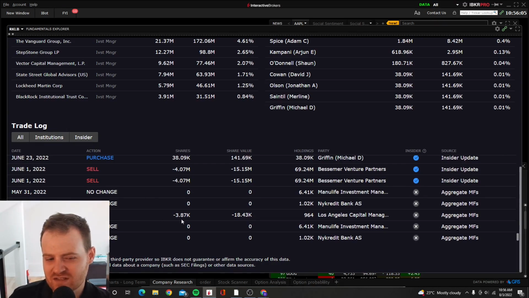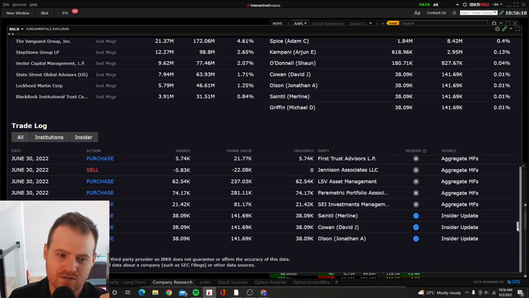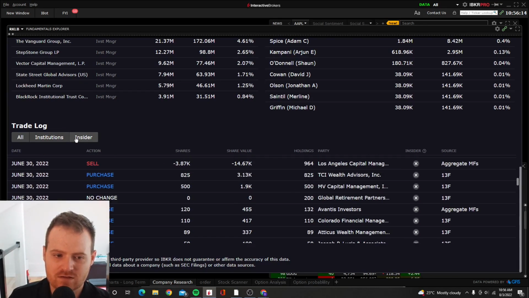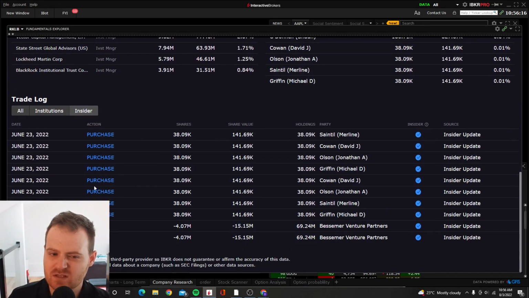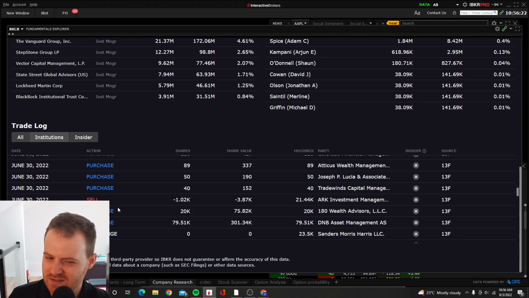Unfortunately, we don't really see it here. I think it's not quite recent enough in this chart to see today. But you do kind of get the sense of what's going on. There seems to be more purchases recently than sales in terms of insiders, which is nice to see.